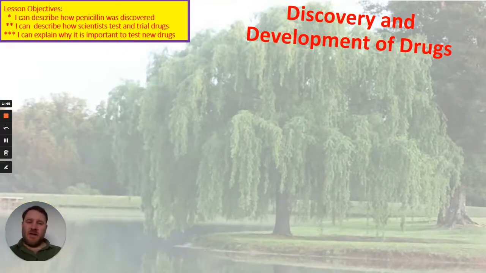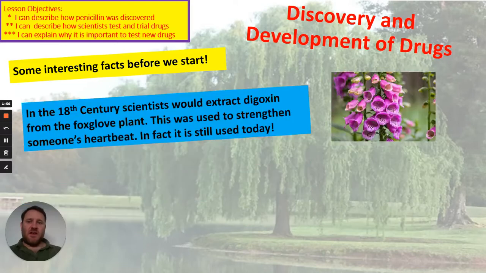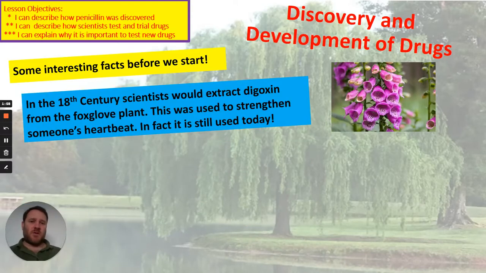Right, let's move on then. Some interesting facts before we start. I was quite interested in this when I was researching this topic. The first one: there's a chemical called digoxin inside the foxglove plant, on the right hand side. In the 18th century, about 300 years ago or so, they were administering that to people to help strengthen their heartbeat, and that's still being used today.